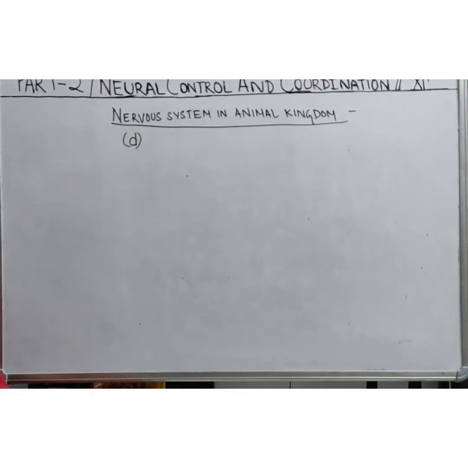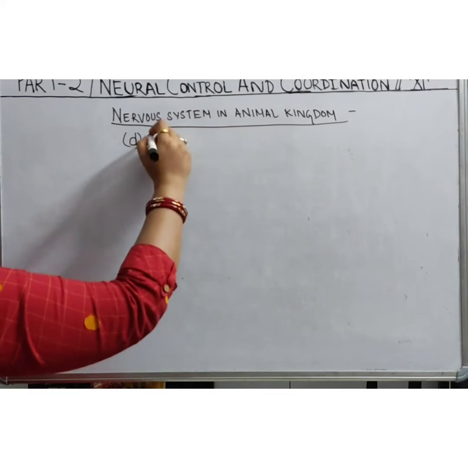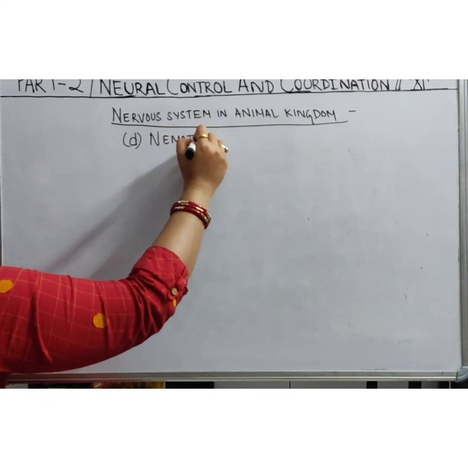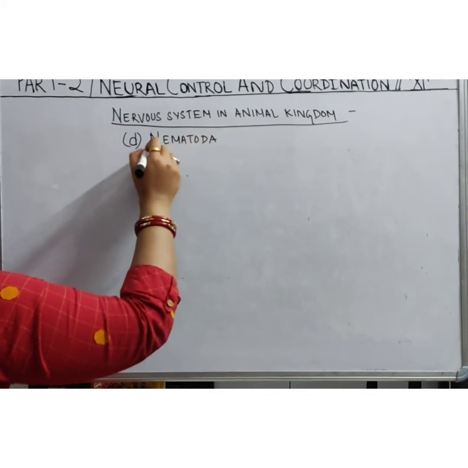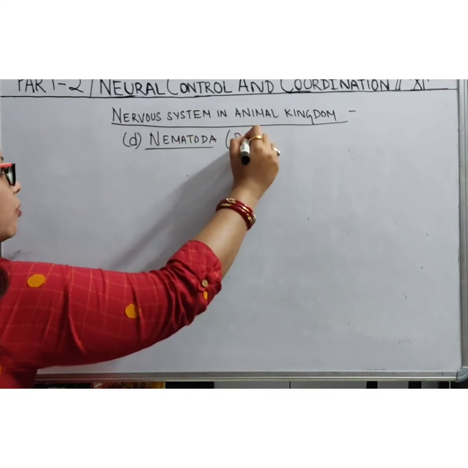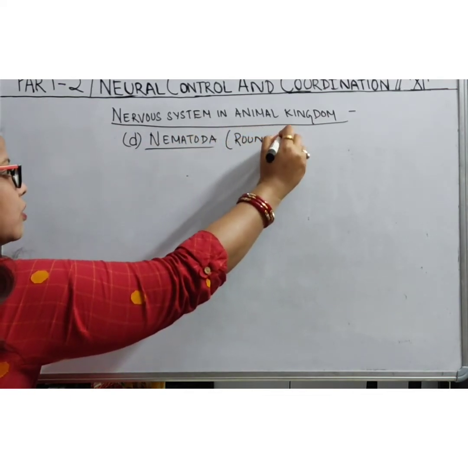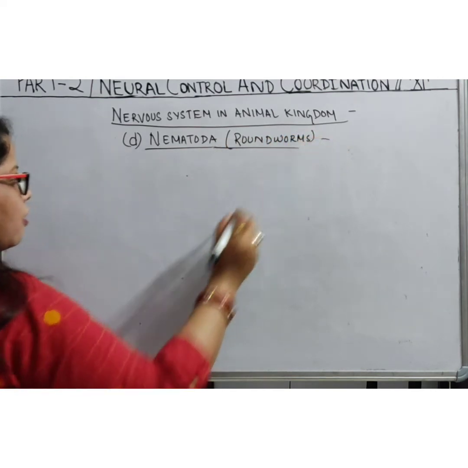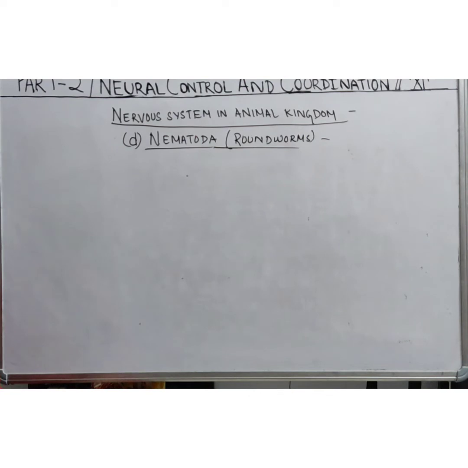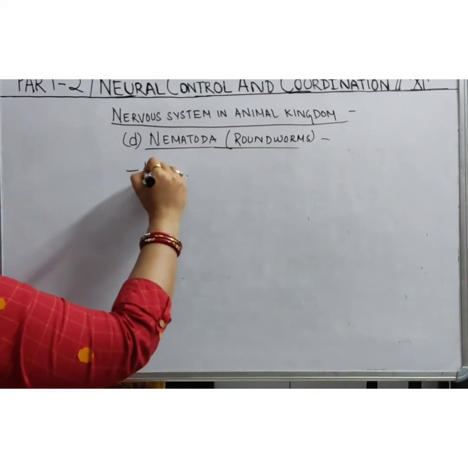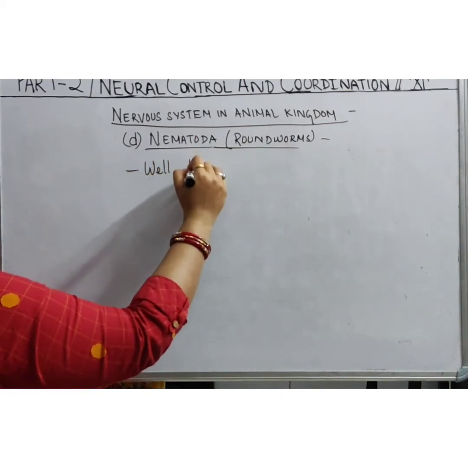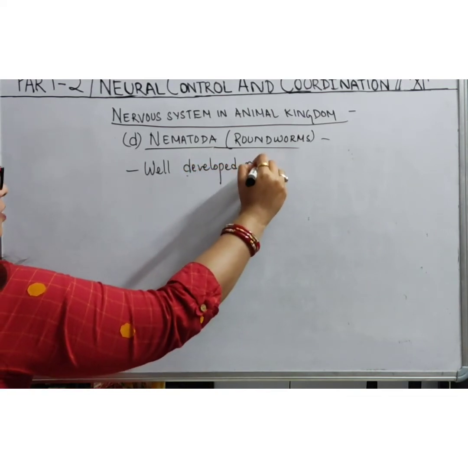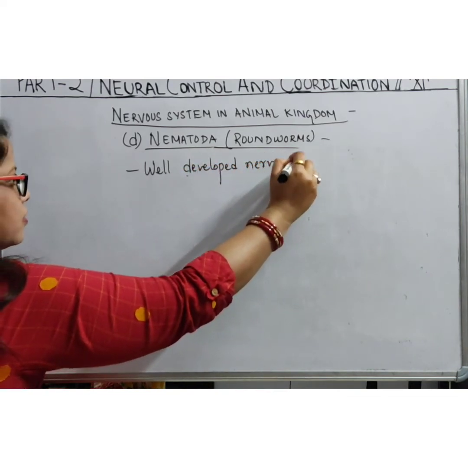Next is Nematoda. Nematoda are commonly called roundworms. What are they commonly called? They are commonly called roundworms. These roundworms have a well-developed nervous system.